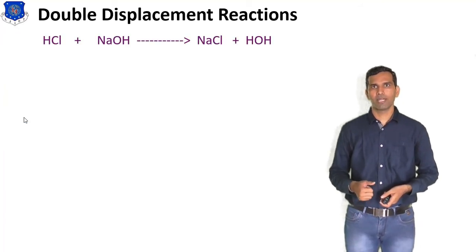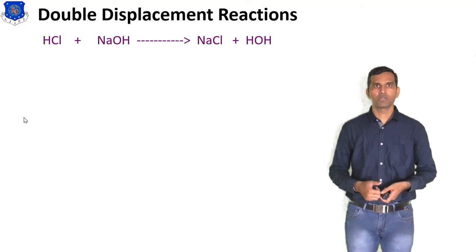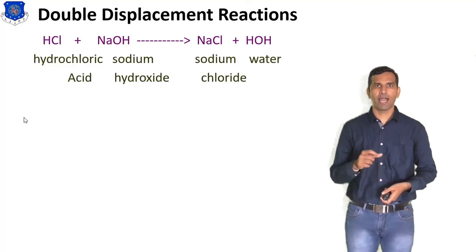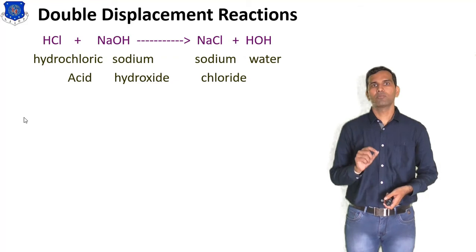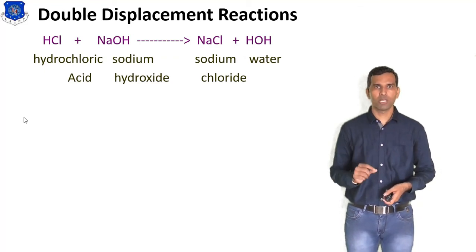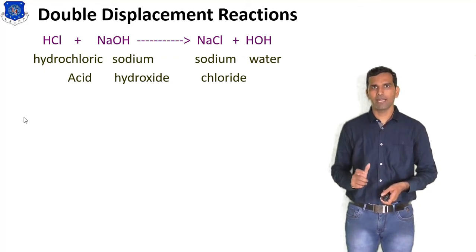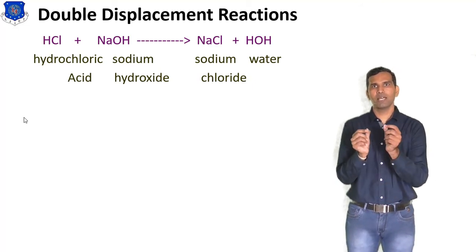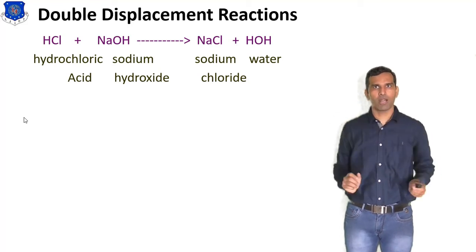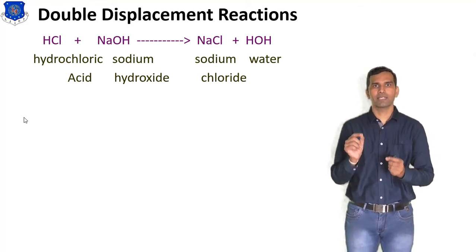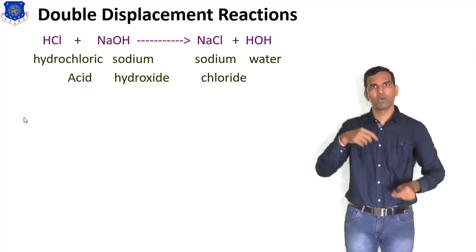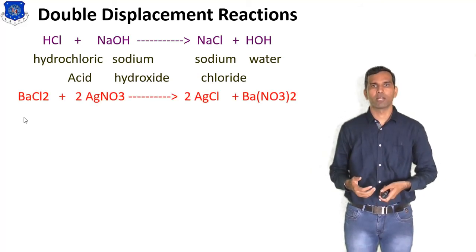Here we understand with the help of an example. This is HCl, the hydrochloric acid. We mix it with NaOH, the sodium hydroxide. So we get NaCl, sodium chloride, plus HOH, that is water, H2O. Here Na combines with Cl and makes one product, and H combines with OH, so we get the other product, which is water.